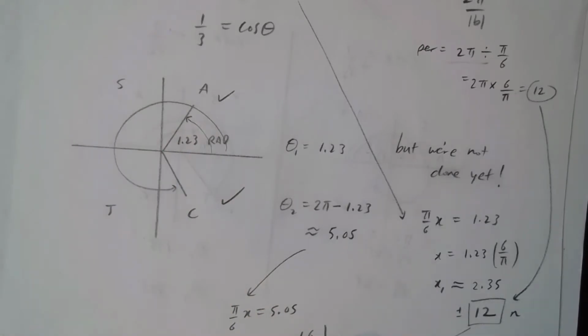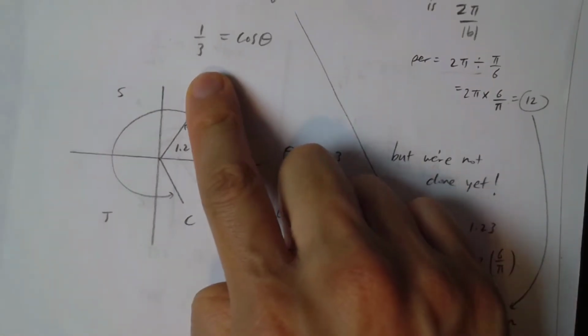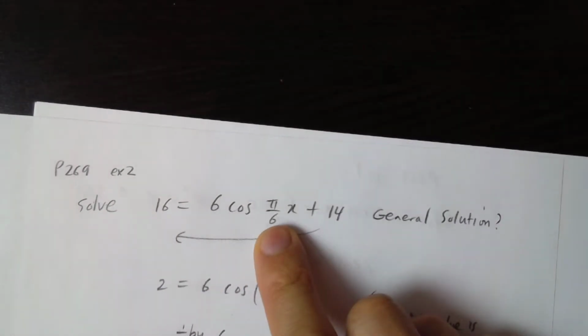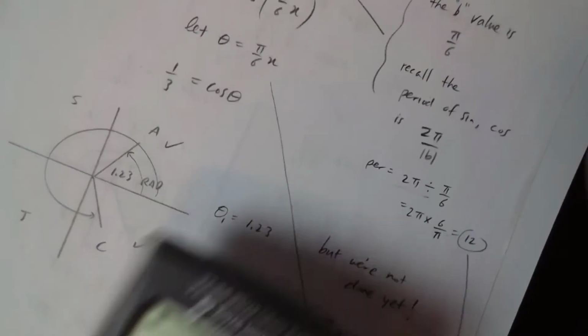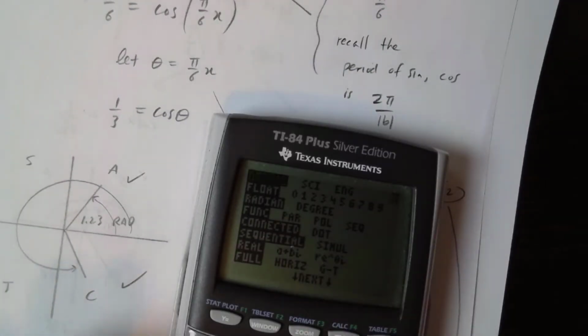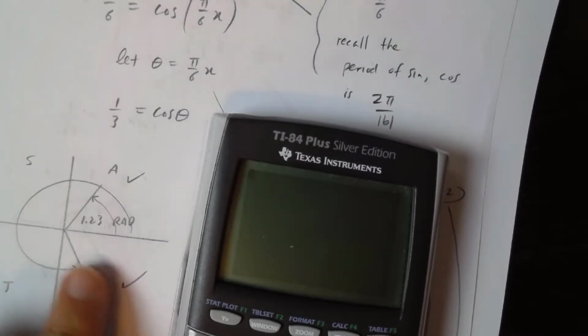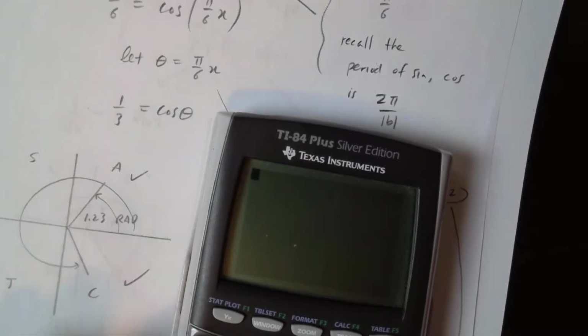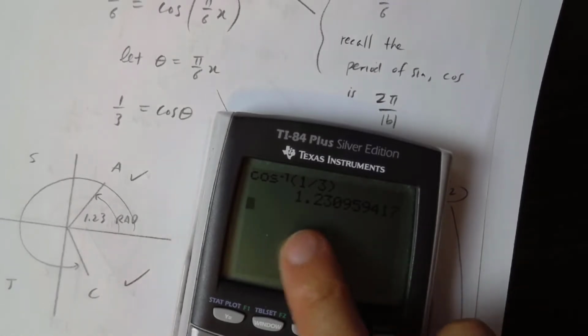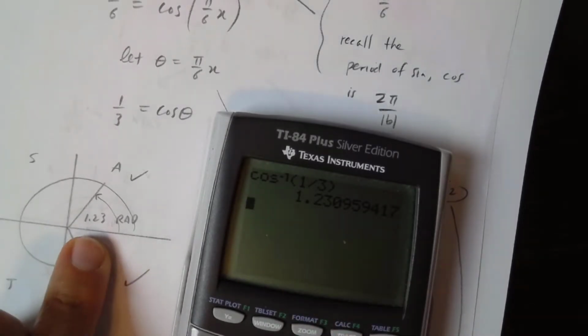Now we need to hit the inverse cosine button for 1/3. Make sure you're in radian mode, because we're talking about radians. You see the π there, and for the angle we're in radian mode. So check your mode. Okay, so we're going to hit cosine inverse of 1/3. Enter. And we have 1.23 radians.